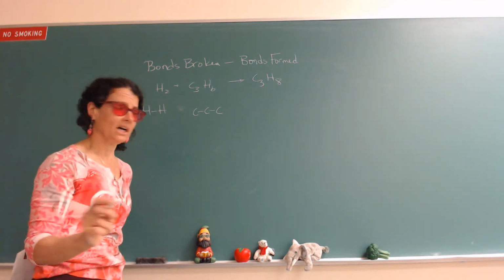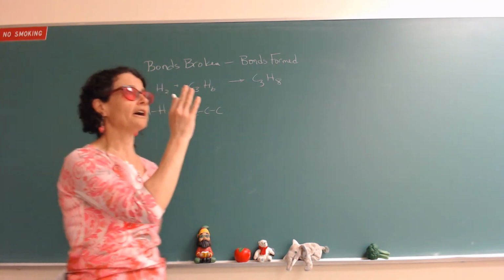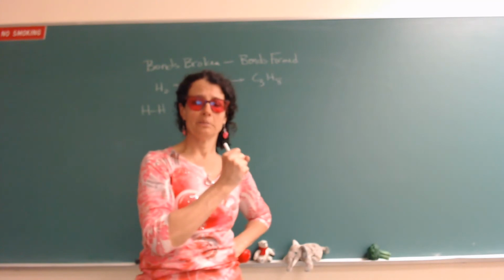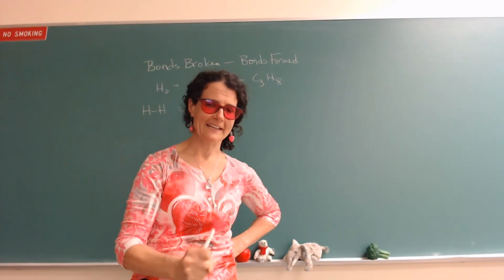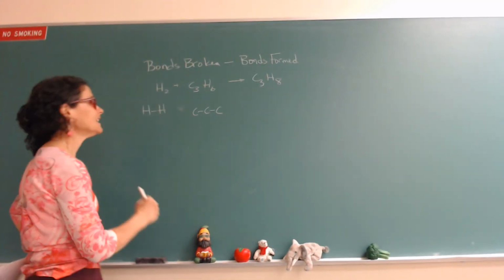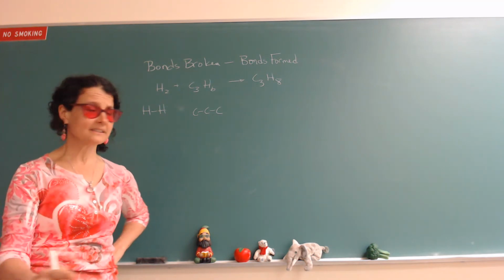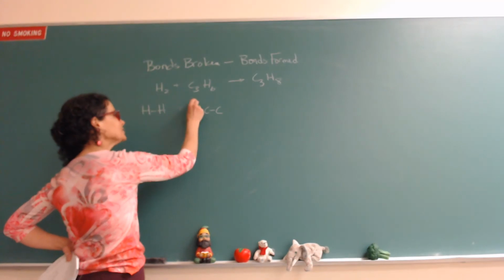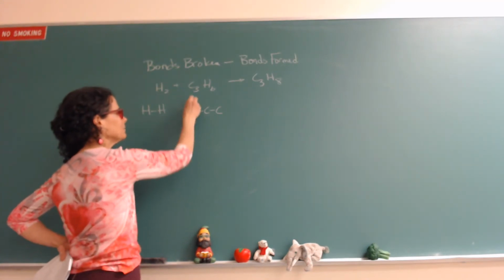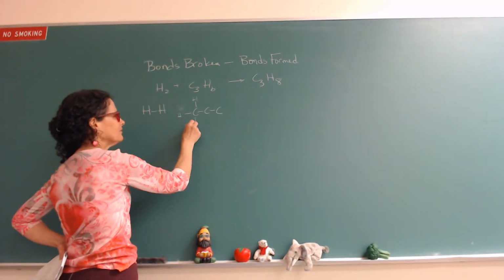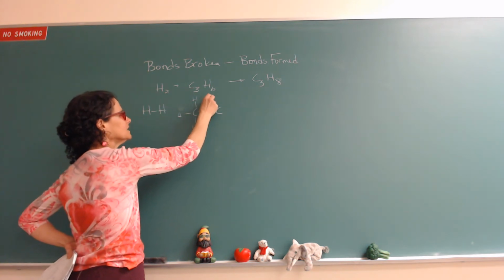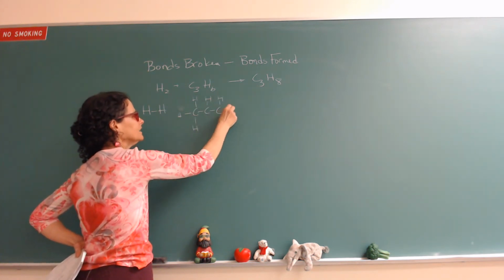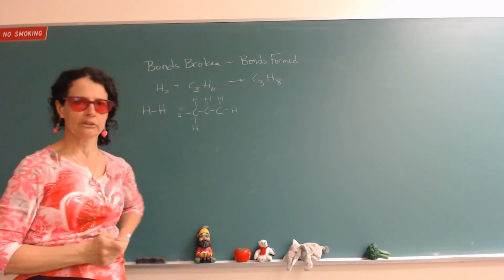Carbons make 4 bonds. Carbons are a 4A. Carbons want to be 8 valence electrons. They make 4 bonds. They can make 4 single bonds. They can make a double and a single. Hydrogens only will make 1 bond. So we have 3 hydrogens, 4, 5, 6, and we've run out of hydrogens.